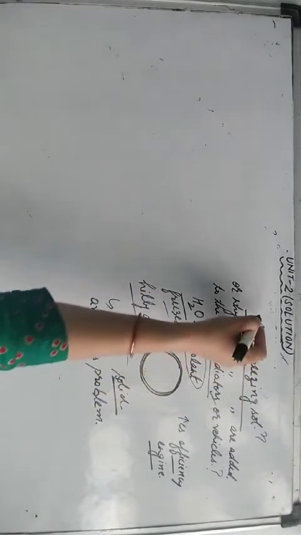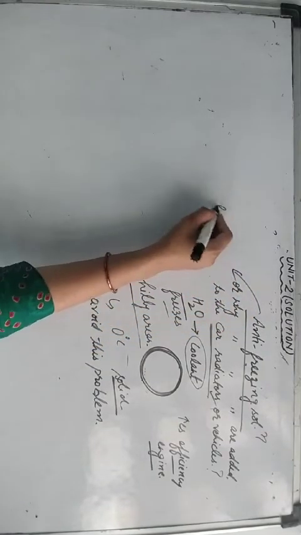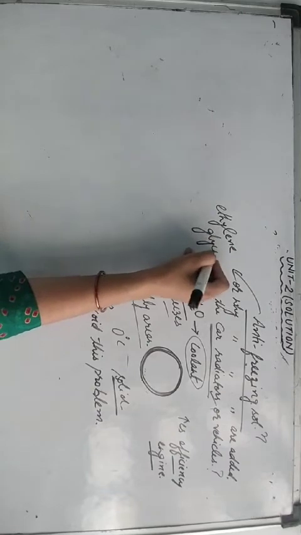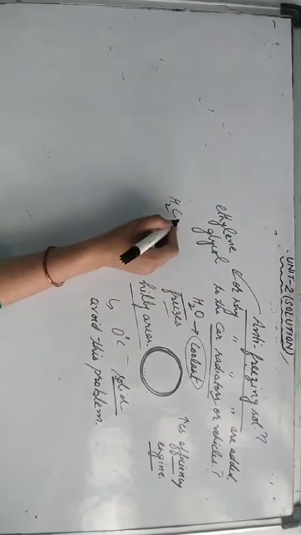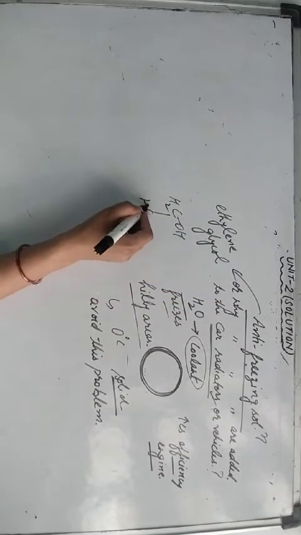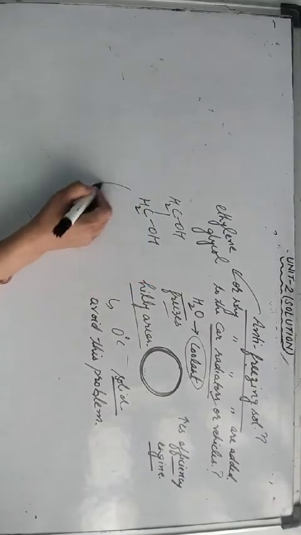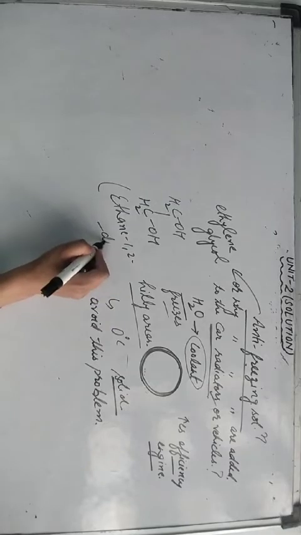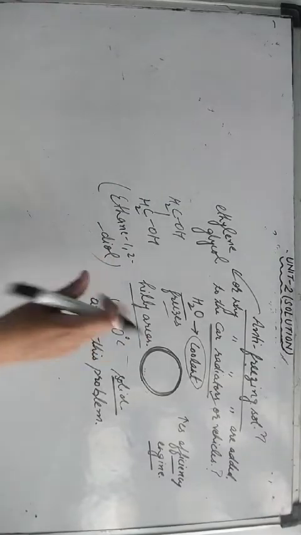And one example of anti-freezing solution is ethylene glycol, that is CH2OH CH2OH. Its proper name is ethane 1,2-diol, that is used as an anti-freezing solution.